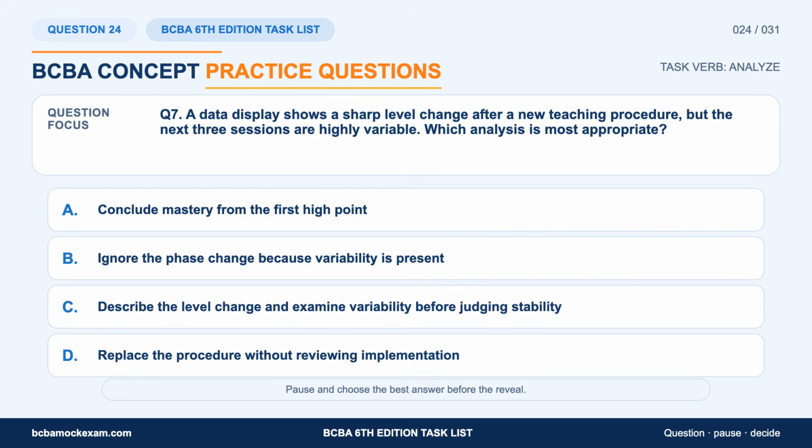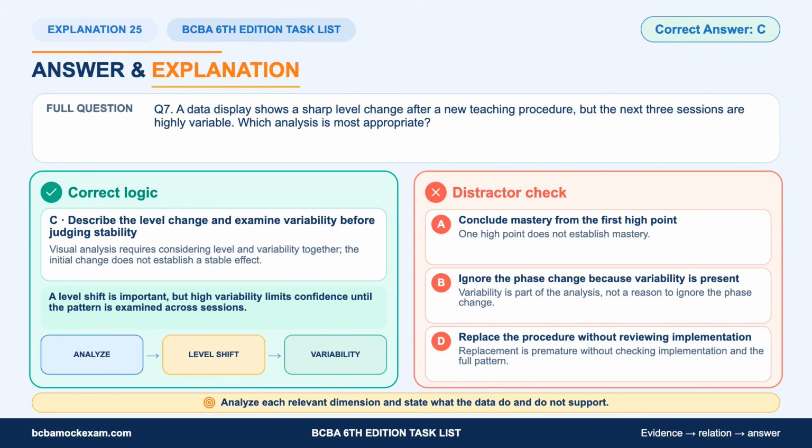Hold the labels for a moment. Match the evidence to the options. The strongest answer is C. Describe the level change and examine variability before judging stability.